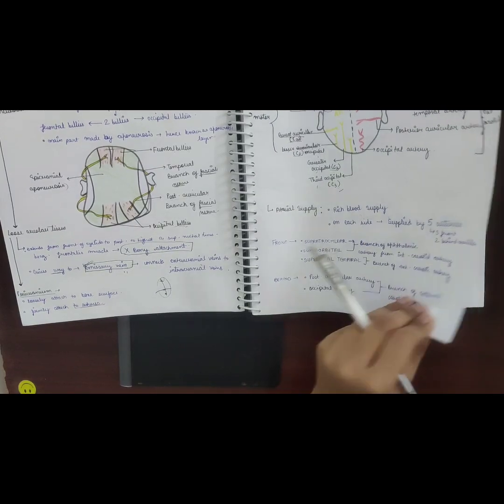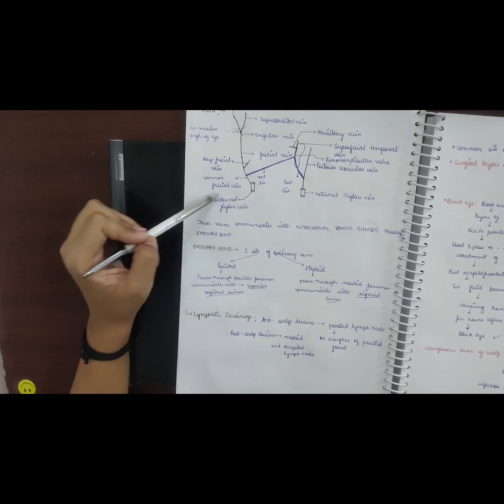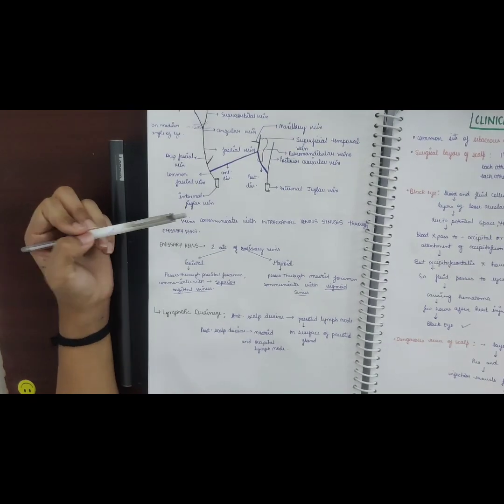Right? Okay. Now we will study the venous supply of our scalp. We have 2 main veins on the lower part of the scalp.